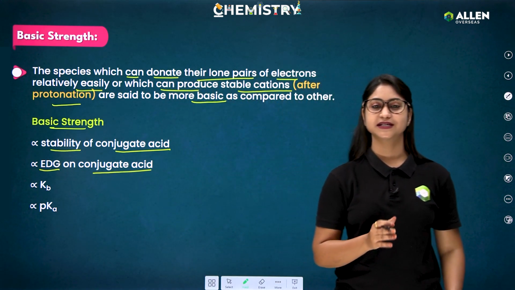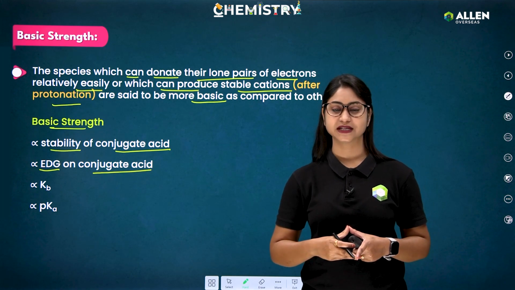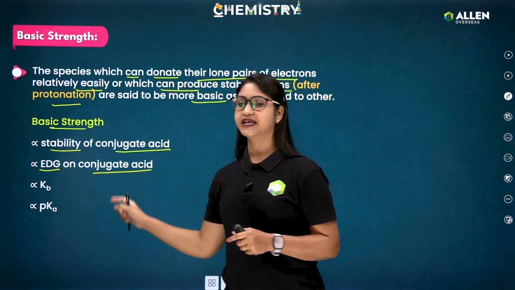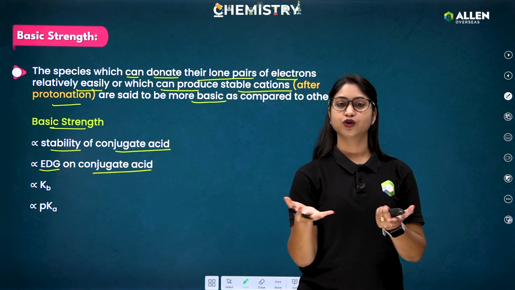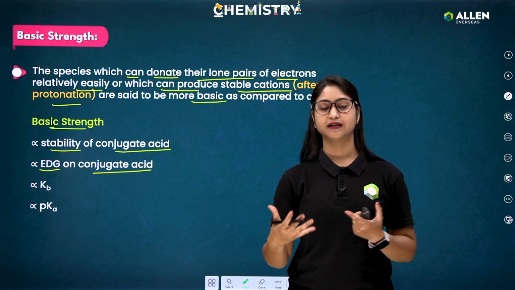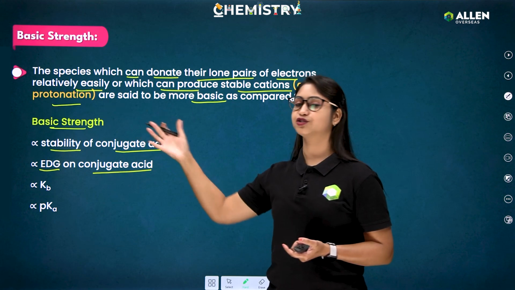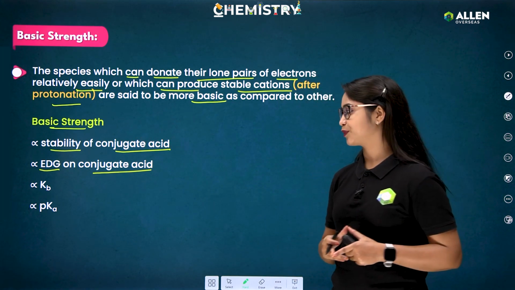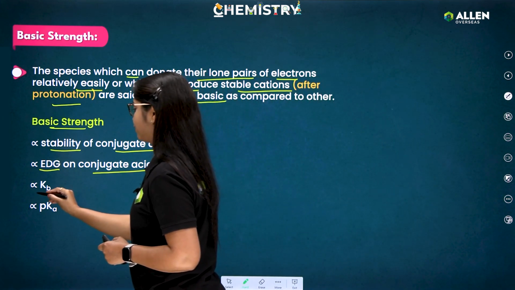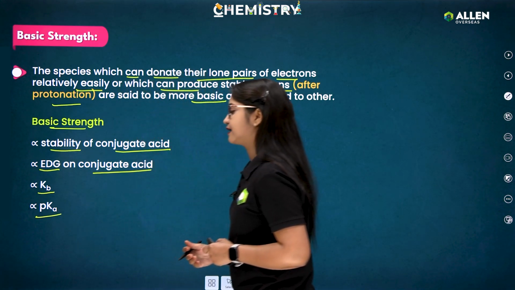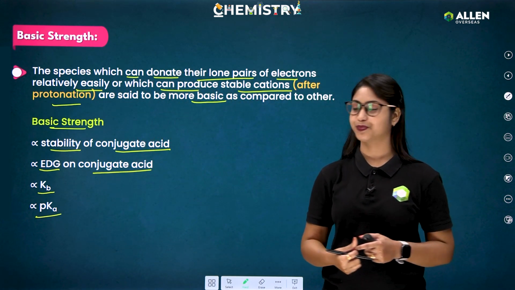On which factors does the stability of conjugate acid depend? It depends on the electron donating groups. If electron donating groups are attached around it, they will make the conjugate acid more stable, and that's why basic strength will also increase. Okay, and it is directly proportional to Kb and directly proportional to pKa value, right?